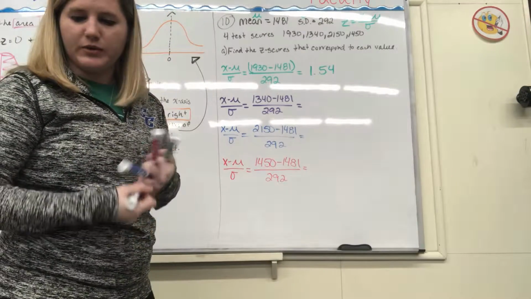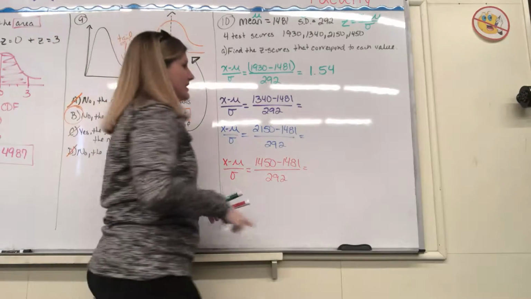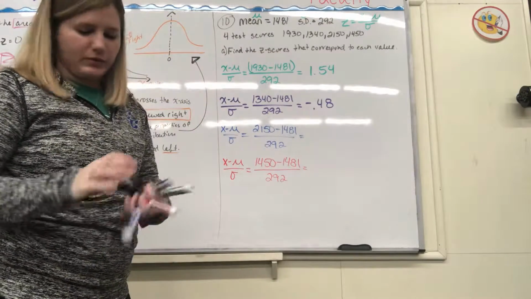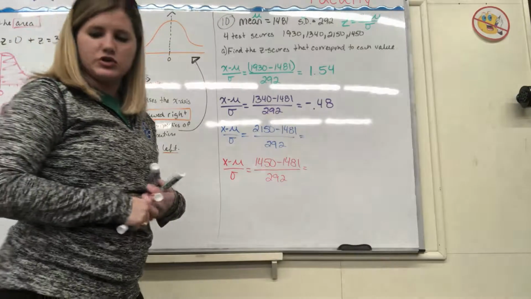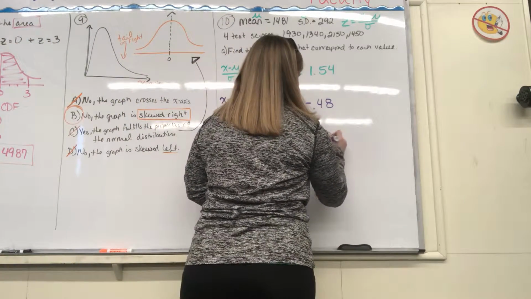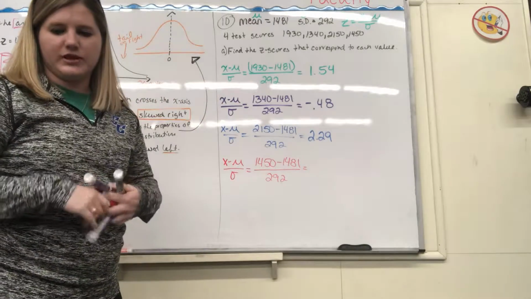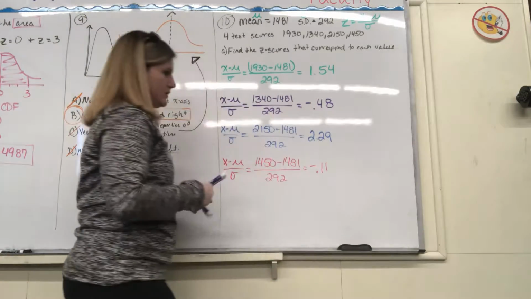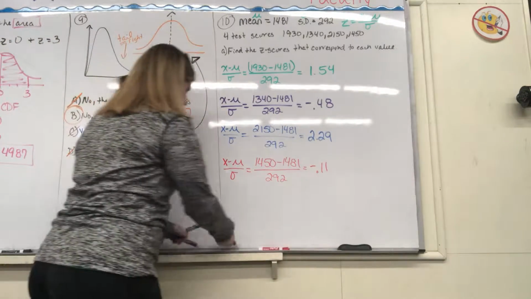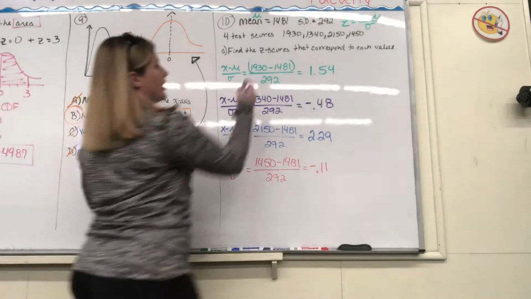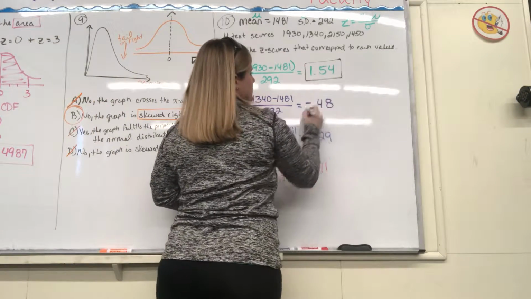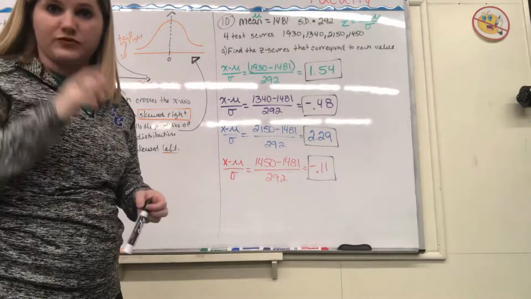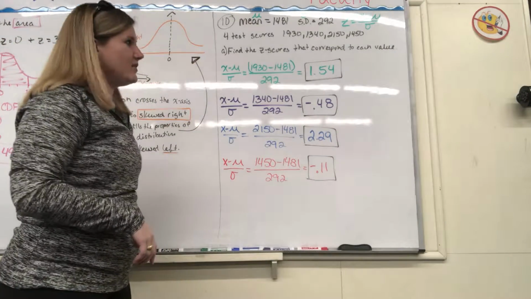The next one, when we plug in 1340, we get negative 0.48. Then when we plug in 2150, 2.29. And for the last one, when we plug in 1450, we get negative 0.11. These are the answers part A is asking for, the z-scores that correspond. Be sure you box those in your final answers for part A. Now part B.